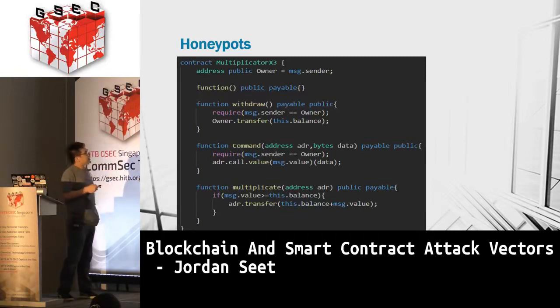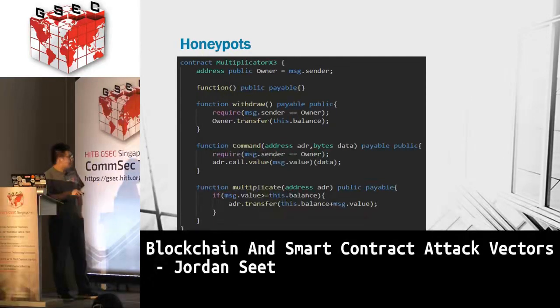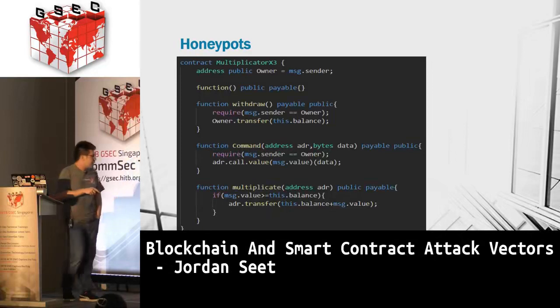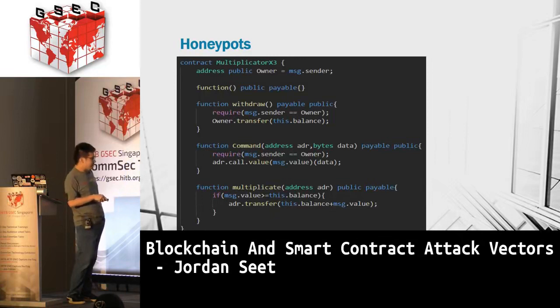What I have over here is a withdrawal method. This has a check that the person calling the function is the owner, which I mentioned just now. So this one is secure. This address command also has a require method, so it is secure. But this method over here, multiplicate, doesn't have a require.